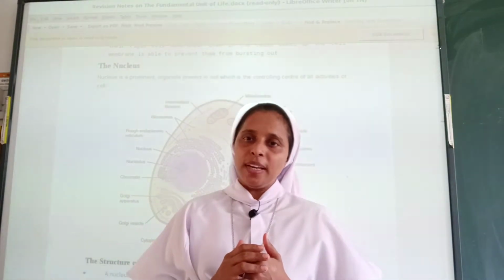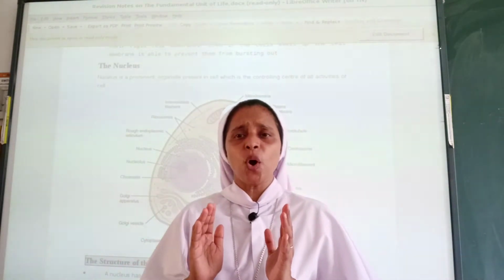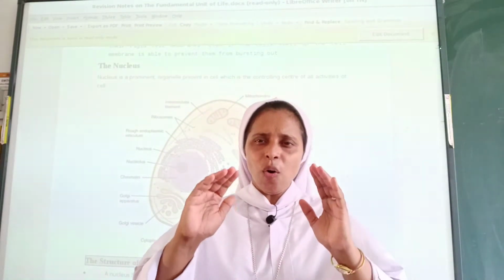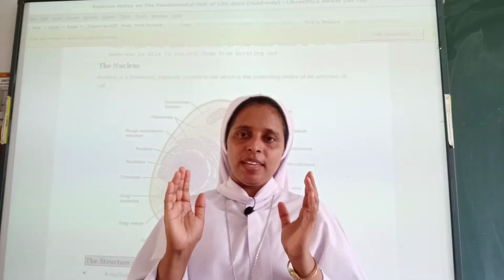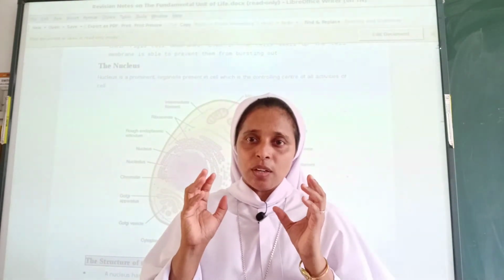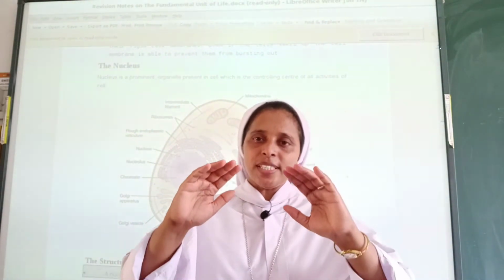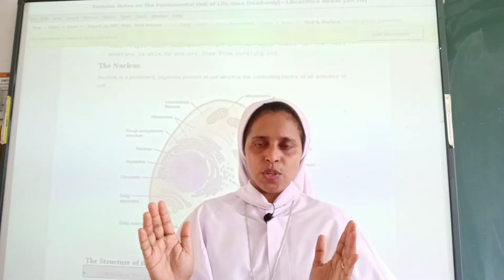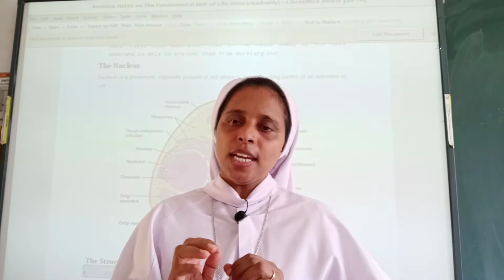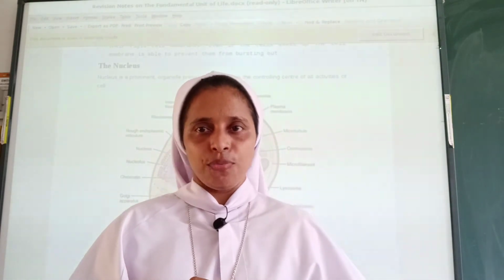So let us learn the second one, the nucleus. What is the nucleus? The nucleus is a prominent organelle present in the cell, controlling all the activities of the cell. We can say the nucleus is the prominent organelle in the cell which is controlling all the activities of the cell. That is its main function.